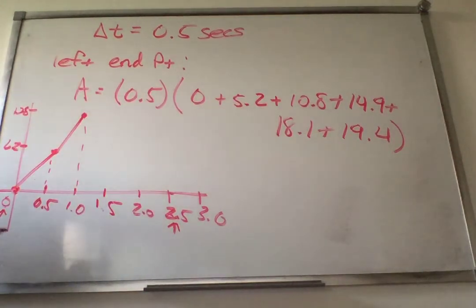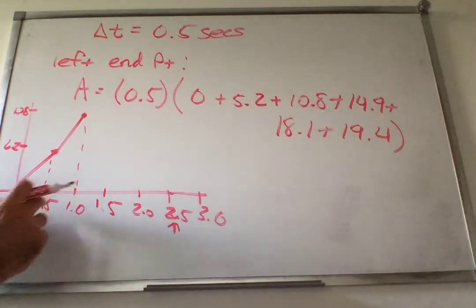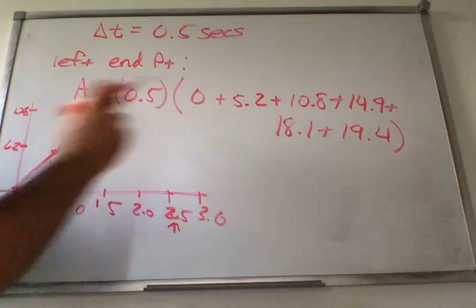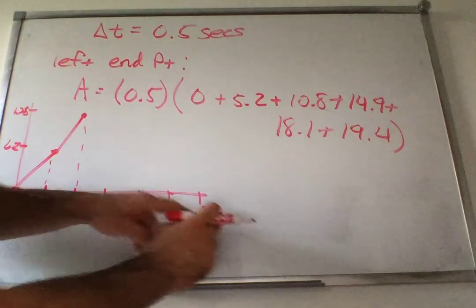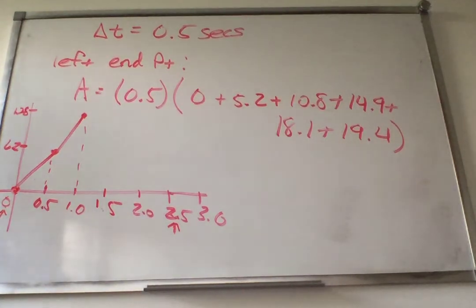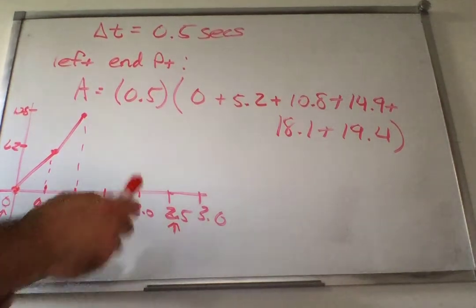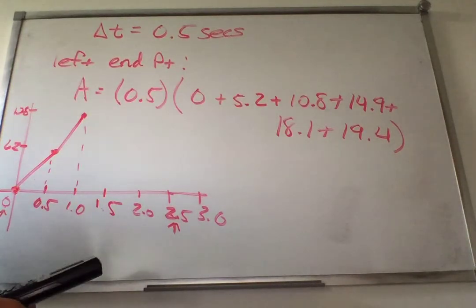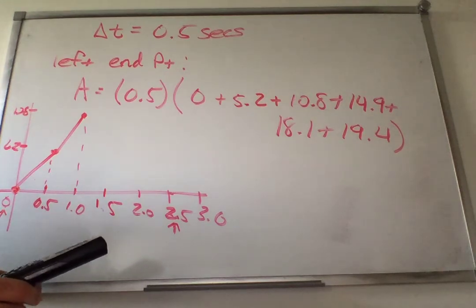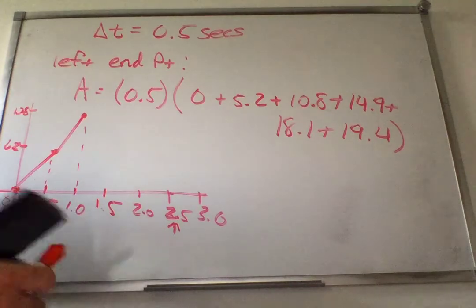Now, if you notice, when we do the right endpoint, we pick the one on the right each time. So it makes it a little bit easier for us when we do the calculations. We're just going to get rid of this 0 value and replace it with the 3, because that's going to be the last right endpoint. Noticing little patterns like that makes the work a little less cumbersome. So now, just plug all these in on the calculator. 0.5 times 5.2 plus 10.8 plus 14.9 plus 18.1 plus 19.4. Close parentheses.